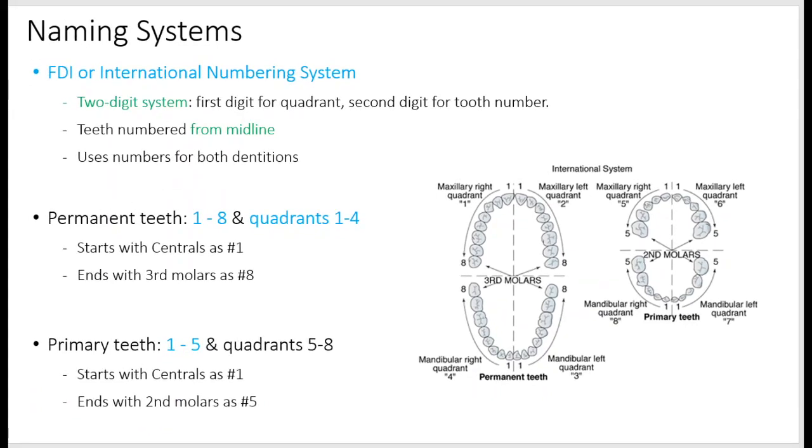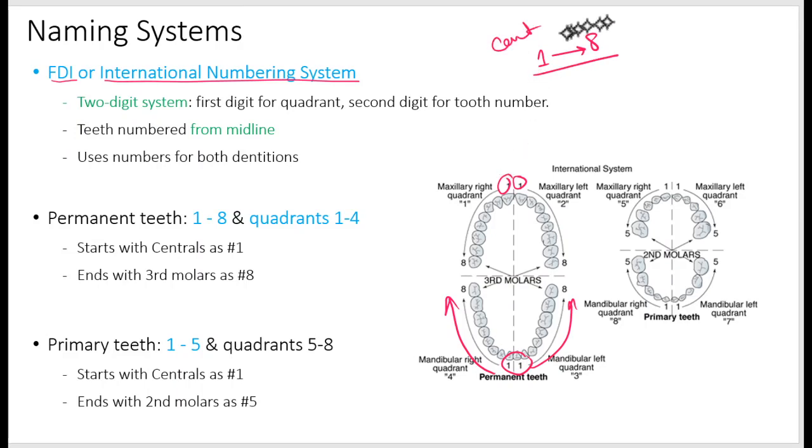The last one is the FDI. So the FDI, or what we can say, the International Numbering System. FDI stands for Fédération Dentaire Internationale. I think we mentioned that before in one of the lectures. But technically, it is really similar to the Palmer system, in the way that it starts from the middle, the center, and goes either way. So same thing, the same 1 through 8. If you remember these, then you're good. 1 is central incisor, and 8 is the third molar, again for permanent teeth.